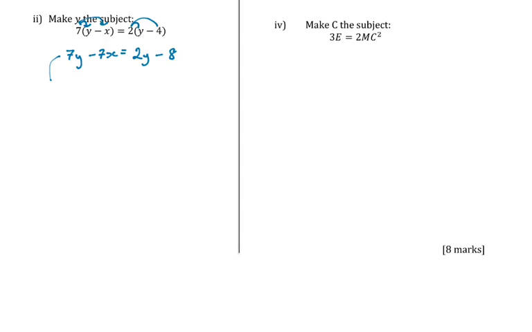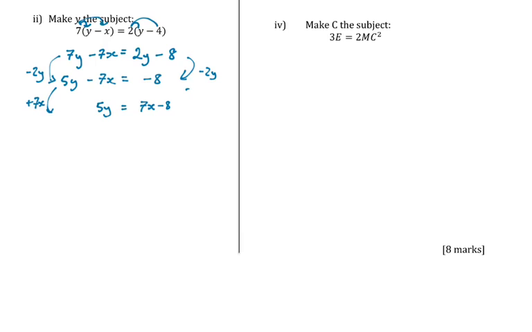Okay. Now y is on both sides right now. So what I'm going to do is get the y's on one side. So to do that, I'll subtract 2y from both sides. So now y is only on one side, so it's going to make our lives much easier. From here, let's add 7x.